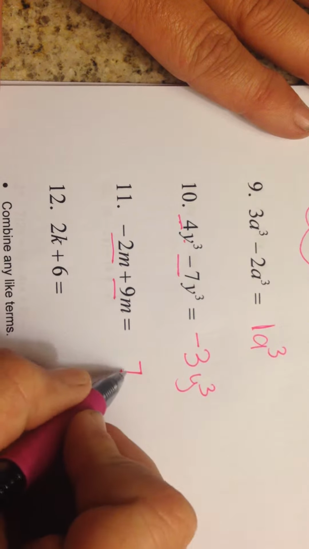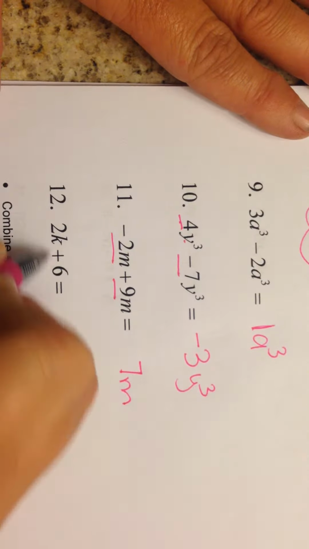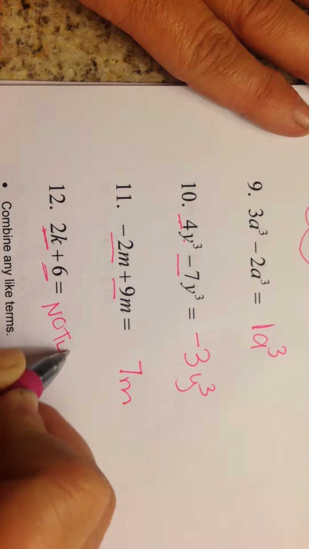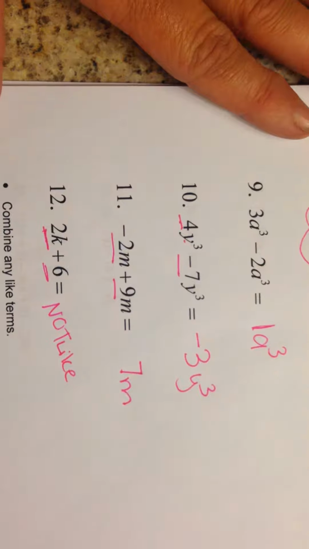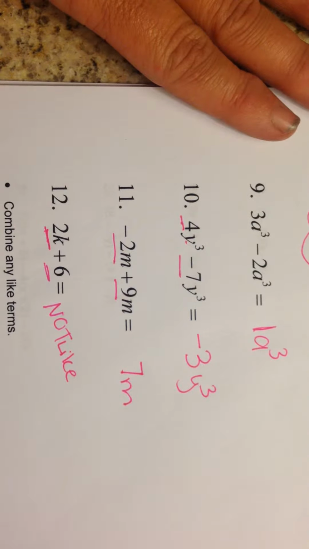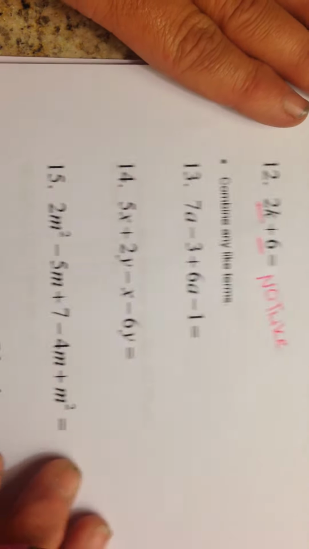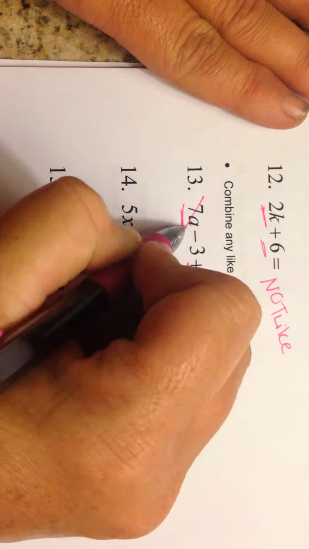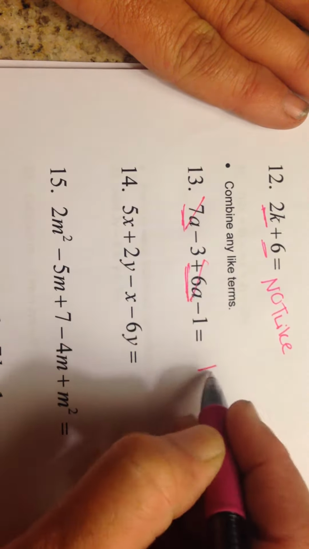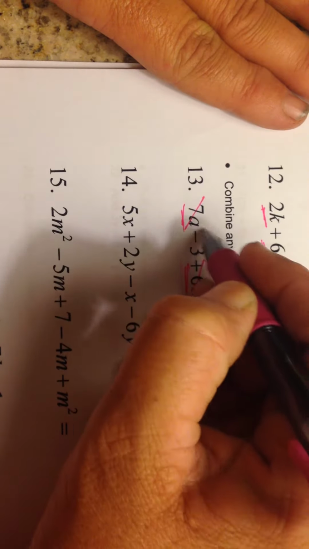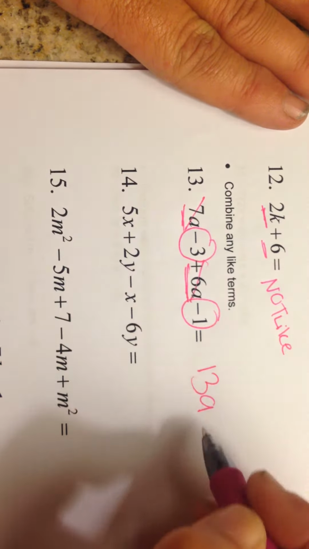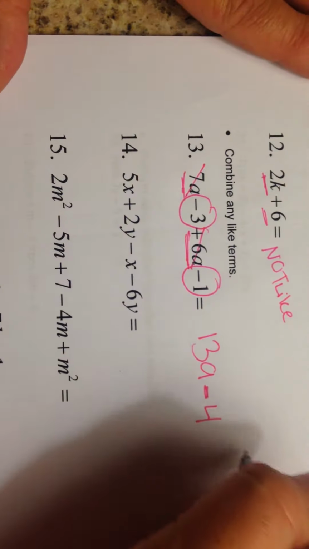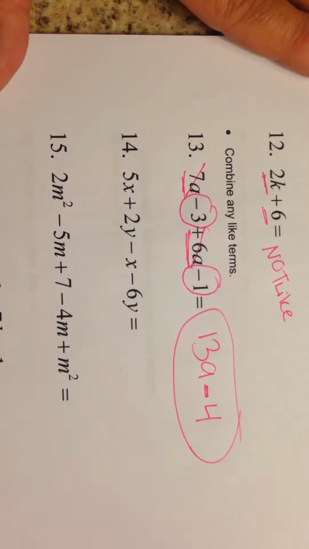Positive 7m. These are not like, so you can't put them together. 7a and 6a are the same. 7 plus 6 is 13a. Now we have negative 3 and negative 1, which give us negative 4. So that's the simplified version.